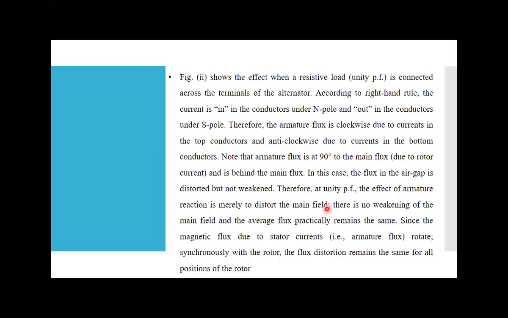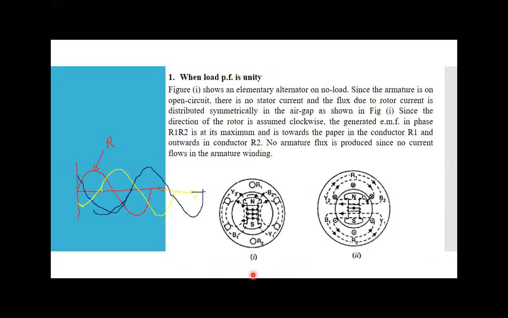Okay, so there is no weakening of the main field, and the average flux practically remains the same. As I already told you, its magnitude remains the same. Just its shape will be changed. Since the magnetic flux due to the stator current, meaning armature flux, rotates synchronously with the rotor, the flux distortion remains the same for all positions of the rotor. Here I am talking only about the condition when my rotor is at R1 and R2.